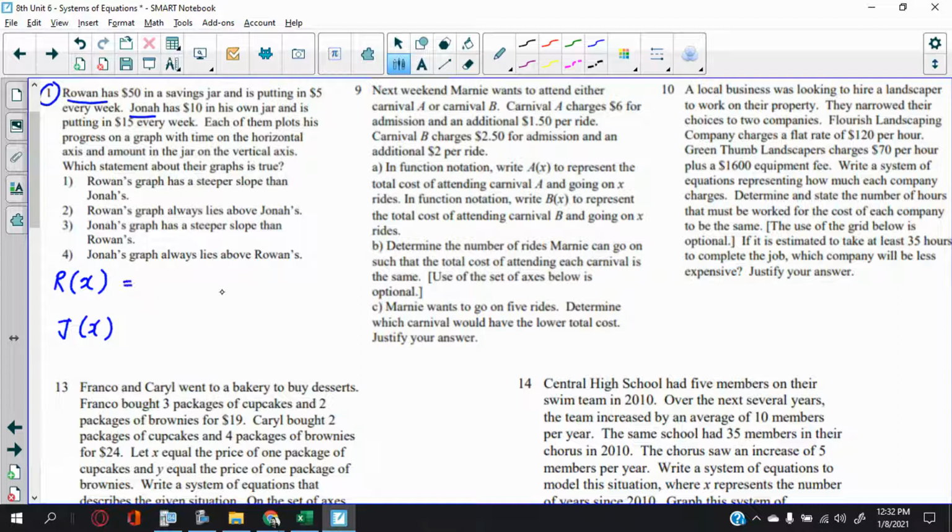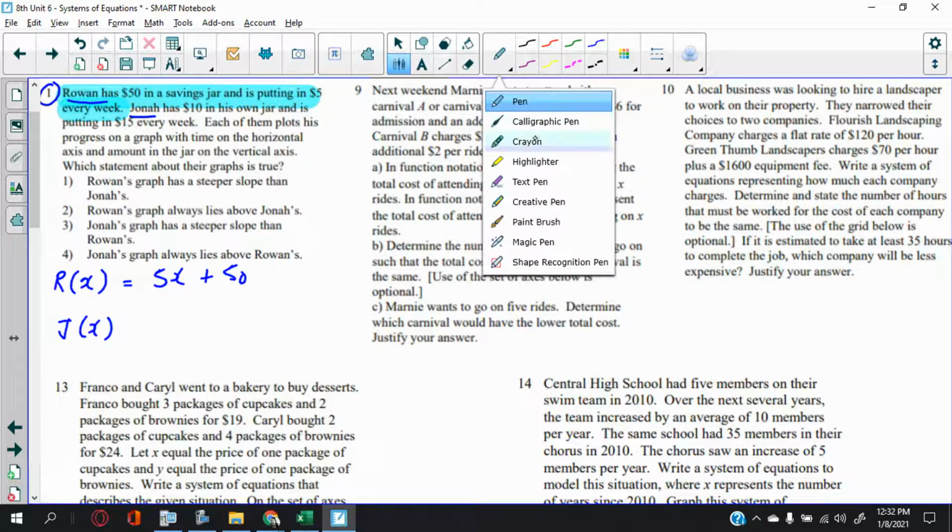Now, okay, so first sentence. Let me highlight this so they're easier to read. Let's use blue. Rowan has 50 bucks in savings and is putting $5 in every week. Okay, so I already know what that even looks like. He's got 50 already, and puts in $5 every week. I should have made that W, by the way, W for weeks. Okay, no big deal.